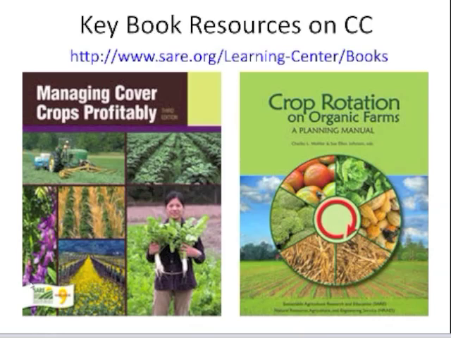Another really useful resource comes from the Sustainable Ag Research and Extension Network, and you can get these both as hard copy books or as online PDF files. The first is called Managing Cover Crops Profitably, and a good companion to that is Crop Rotation on Organic Farms. Because one of the take-home messages about cover crops is that they really are, from an ecological perspective, an integral part of crop rotation, and the benefits that can be ascribed to cover crops are not unlike those that can be ascribed to other rotational crops.